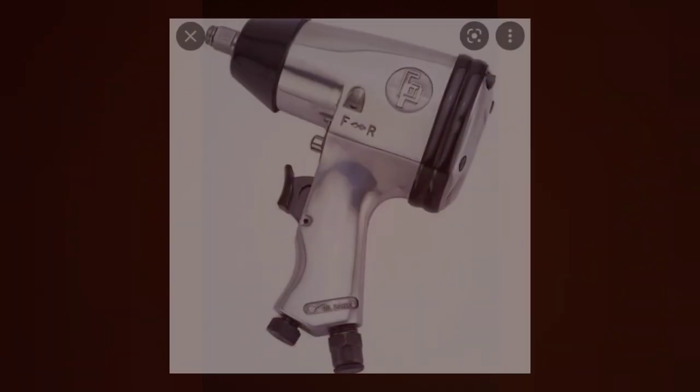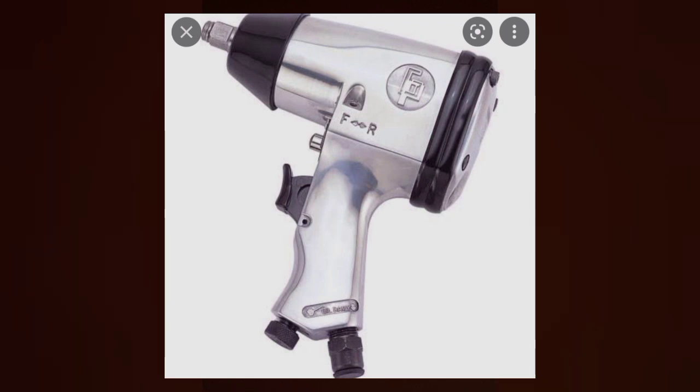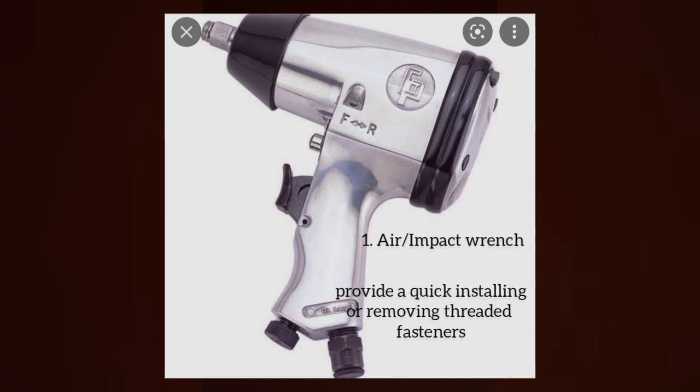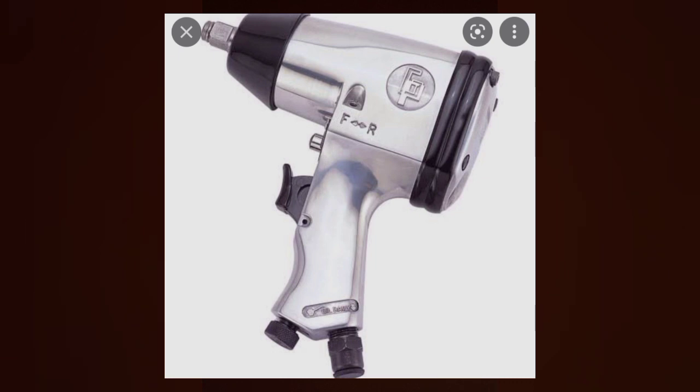Namely, we have air wrenches or impact wrenches. The use of an air wrench is to provide a very fast means of installing or removing threaded fasteners. It uses compressed air to rotate a driving head. Second, we have another type of air tool.